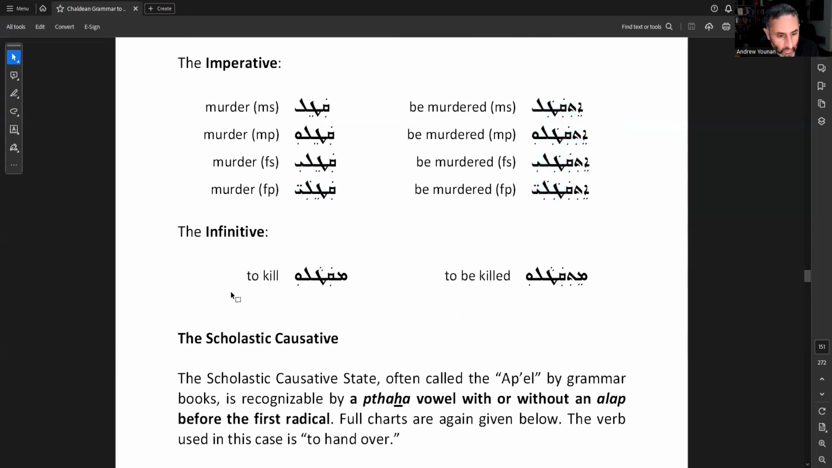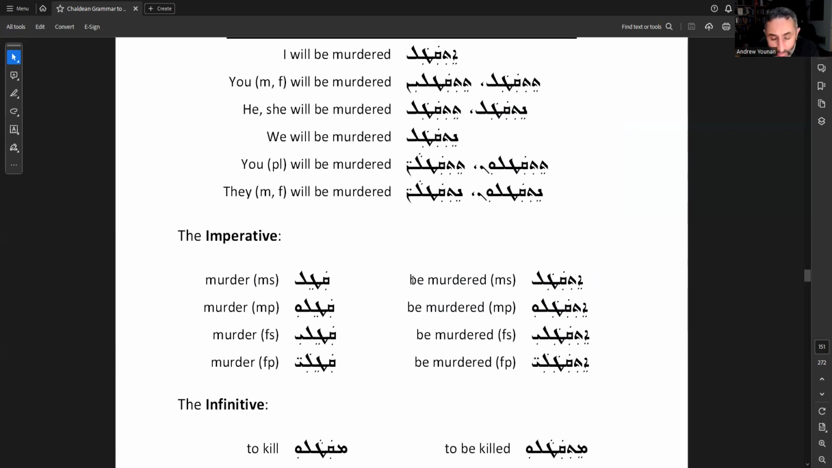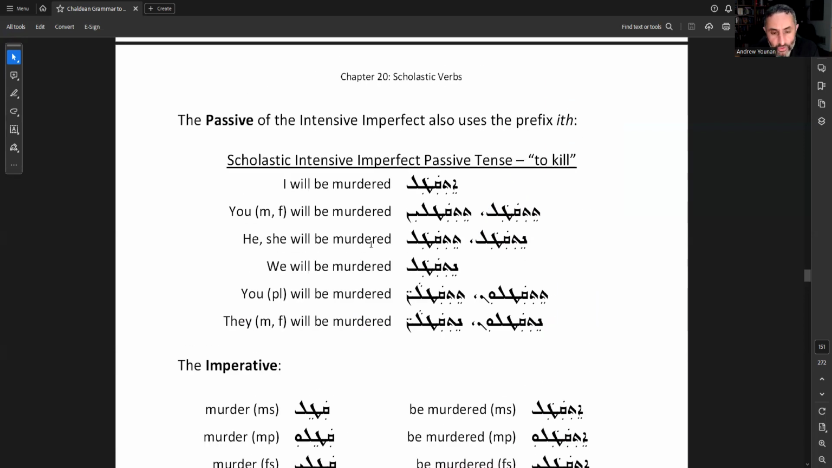Then the infinitive, to murder, this should be to murder. Mqattalu. Mqattalu, and then mithqattalu, to be killed. It sounded like a lot, but it's all stuff you already know. It's just giving you the state that makes, generally speaking, an intensive meaning.